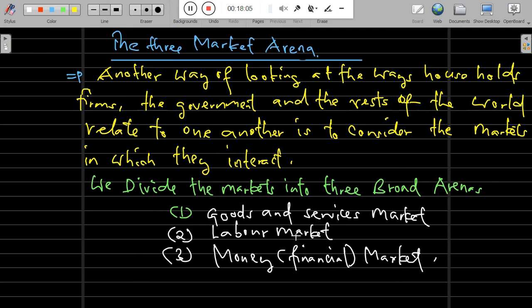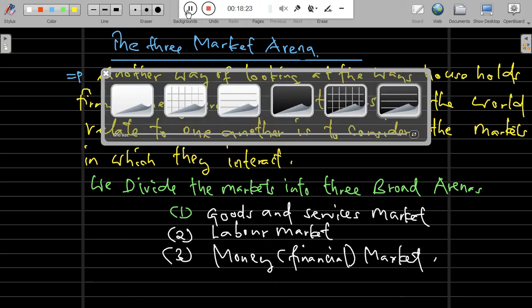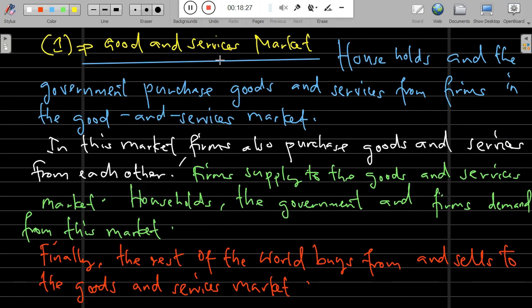In the goods and services market, households and the government purchase goods and services from the firms. In this market, firms also purchase goods and services from each other. So firms supply to the goods and services market, and households, the government, and firms demand from this market. Finally, the rest of the world buys from the goods and services market.